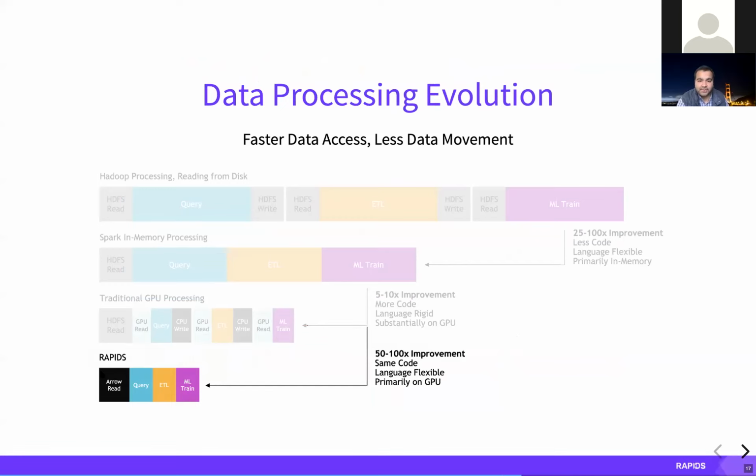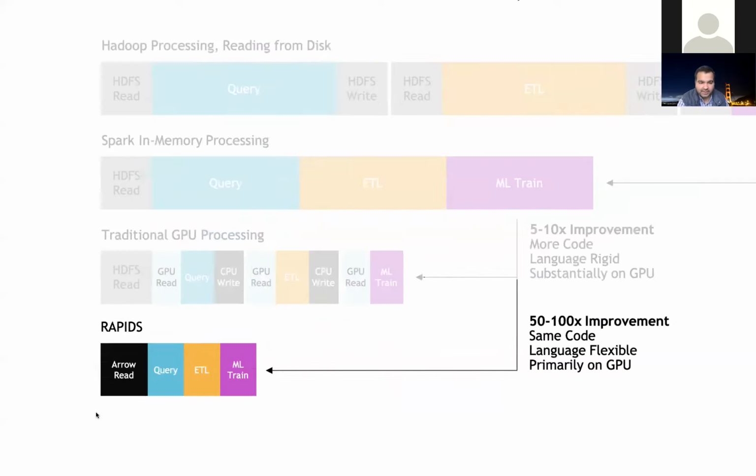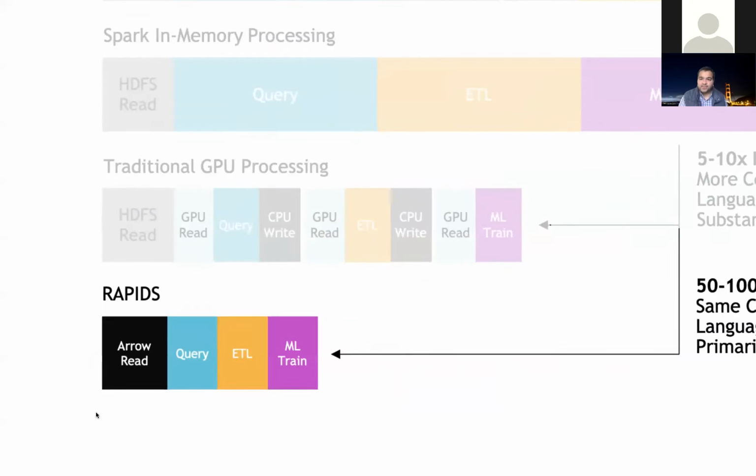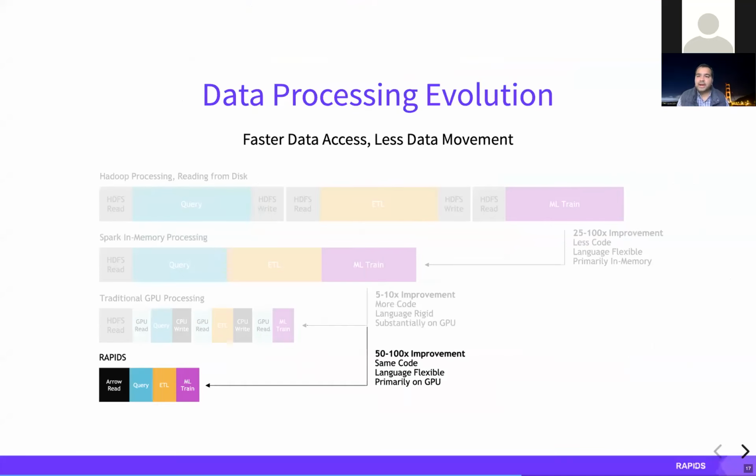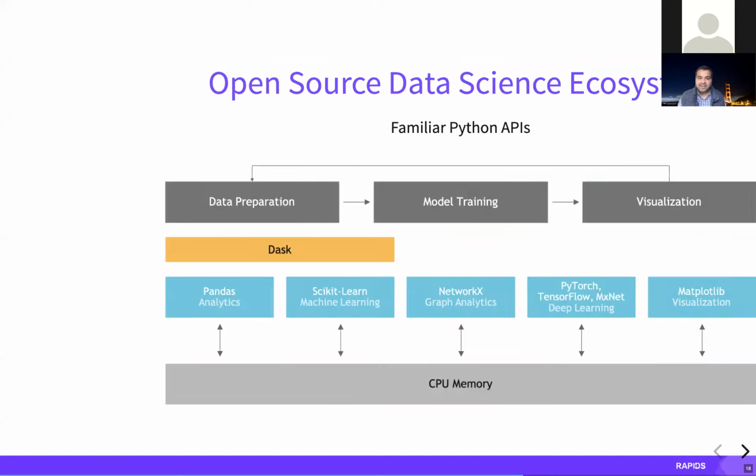So you get about 50 to 100x improvement where you just need to perform an Arrow read from the GPU itself, do the query, ETL, and ML training at the GPU itself. You don't need to interact with the CPU anymore. And that is the core idea behind Rapids. With very minimal code change, you can achieve all of this, and that's a huge, huge plus for me, at least.